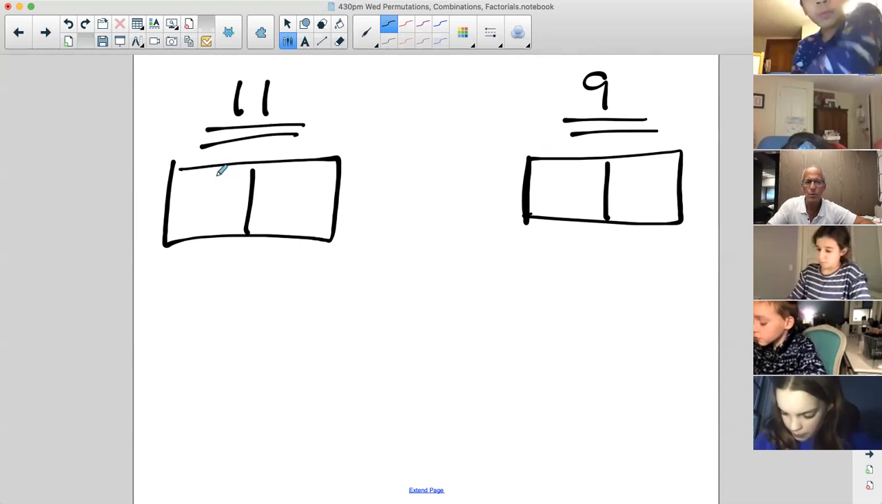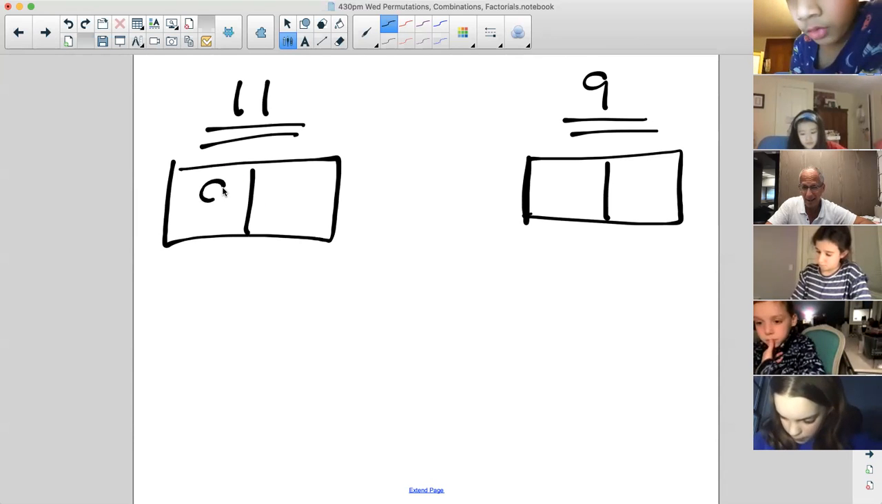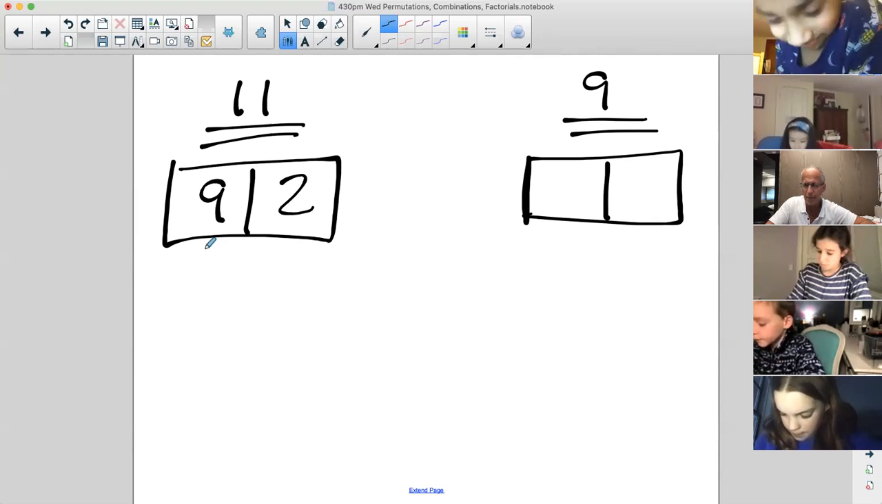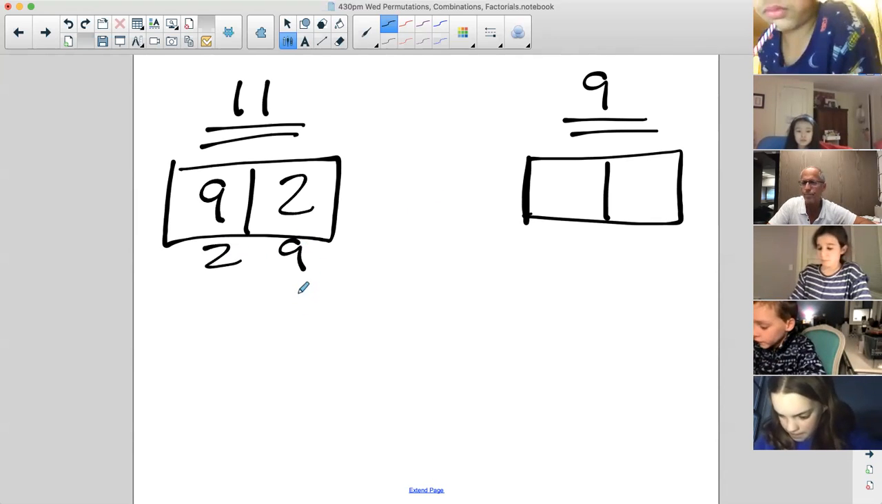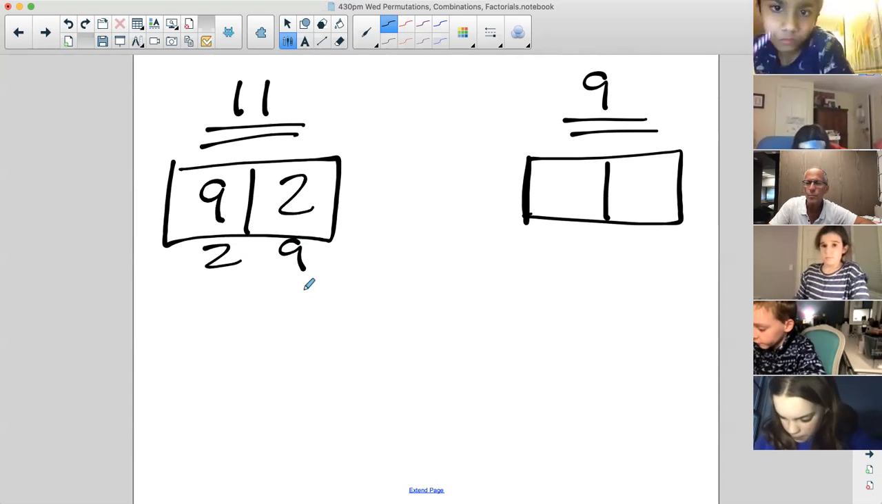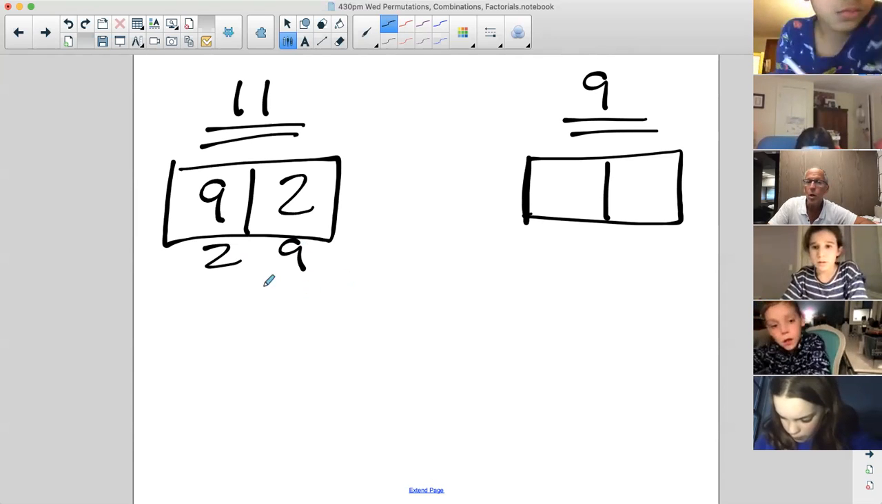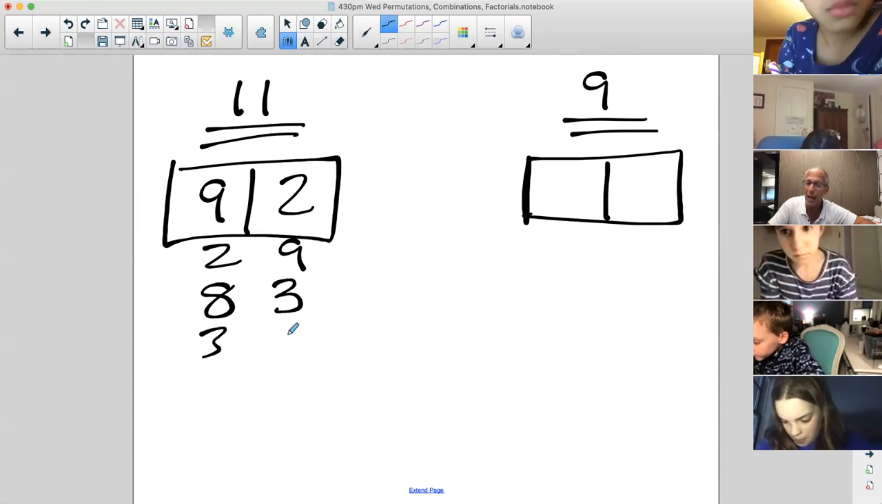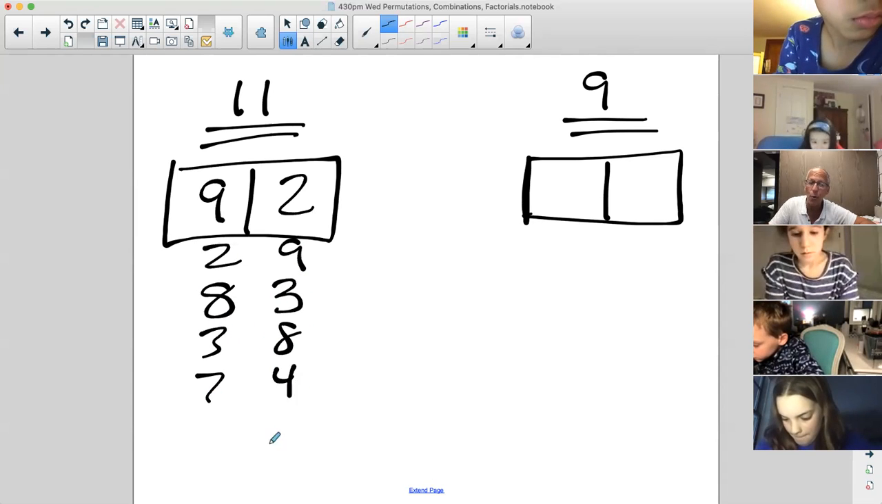Okay. So for instance, when Sarah said 9 and 2, that was my first one too. But then of course I would do 2 and 9. Yeah. But isn't that the only way to make it? Well, this is not the only way. I would do addition. 3, and then I would do 3 and 8, and then 7 and 4.